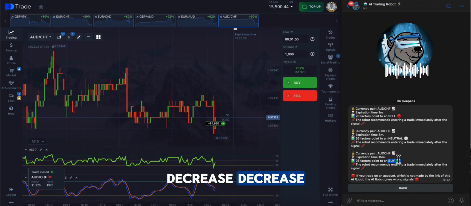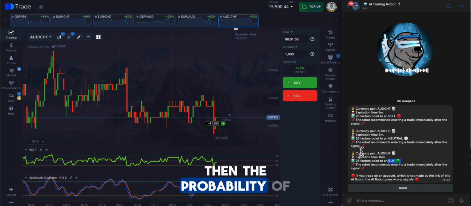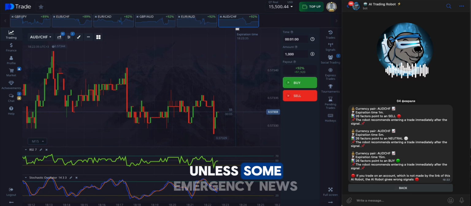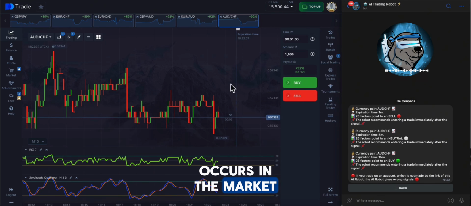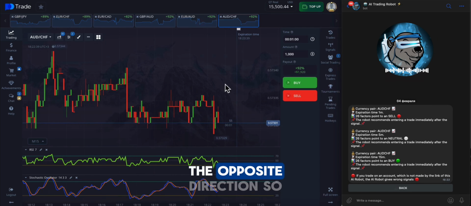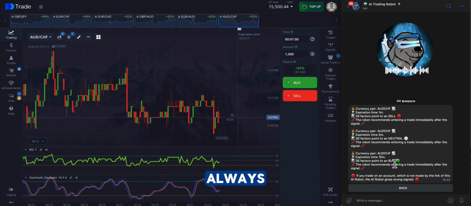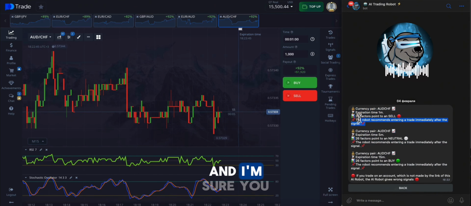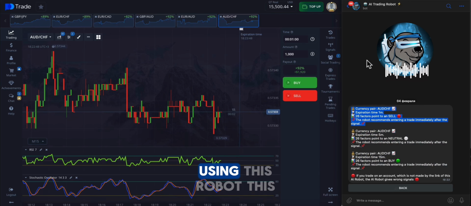Decrease, decrease. Then the probability of the signal passing will be 99%. Unless some emergency news occurs in the market and everything simply changes in the opposite direction. So always conduct analysis. And I'm sure you will make a lot of money using this robot.